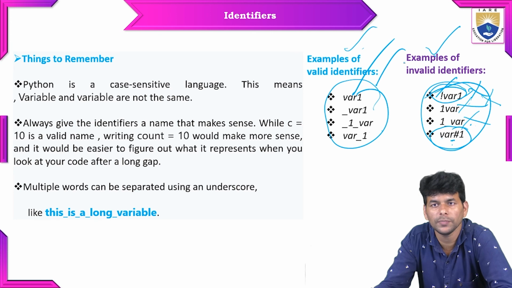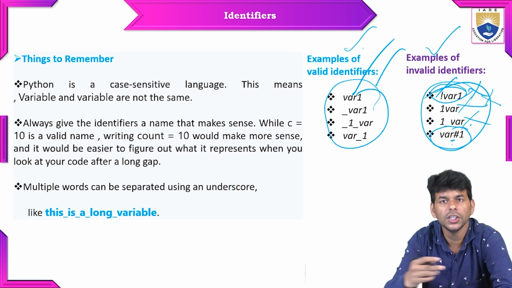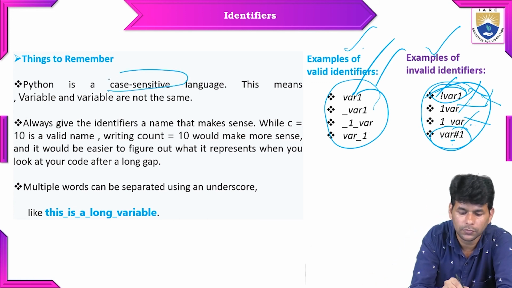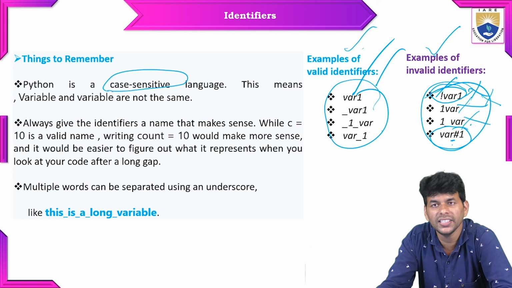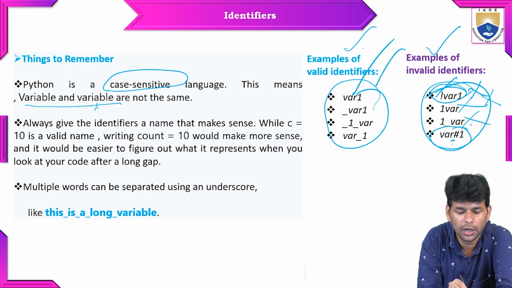So these are some of the examples of valid identifiers and invalid identifiers. Things to remember here: Python is a case sensitive language. So we have to use keywords and identifier names very clearly and efficiently. Otherwise the meaning will change here. So let us see. Variable and variable, these both are wrong.